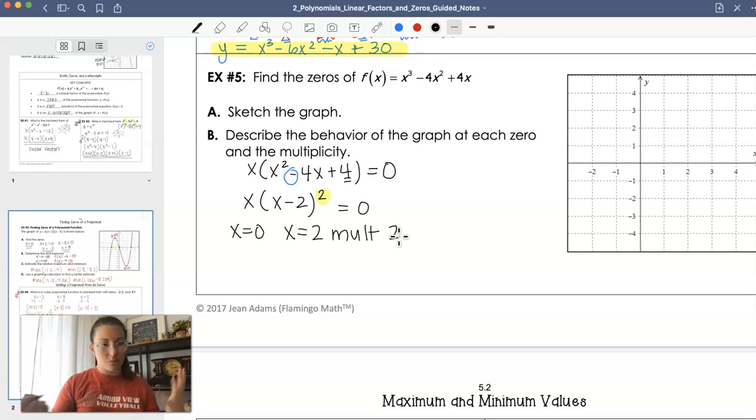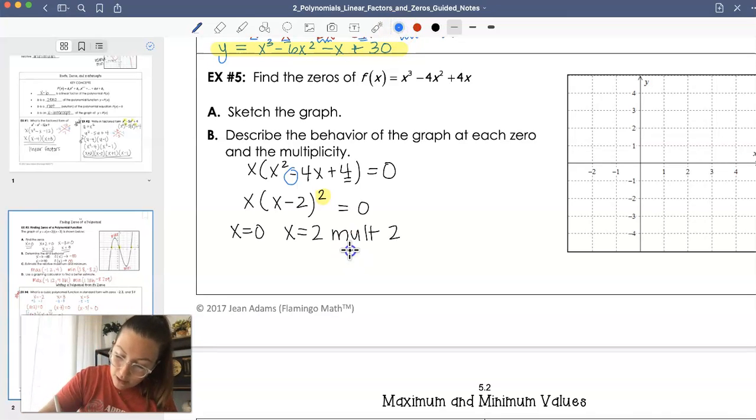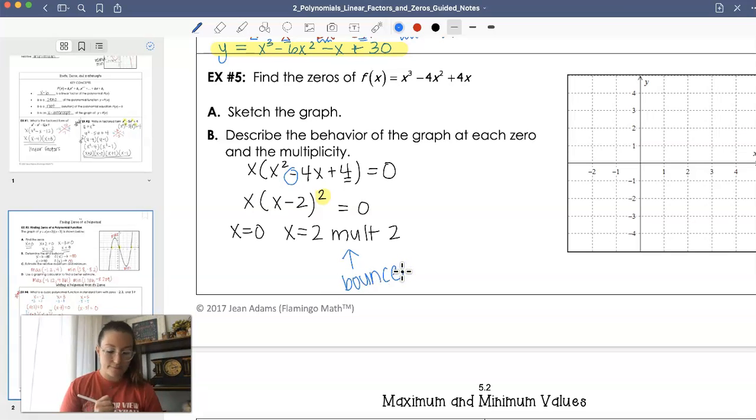So what happens with these multiplicities is that if it has a multiplicity of 2, it's going to act like a parabola. If it had a multiplicity of 3, it would act like a cubic function, and so on and so forth. Usually we don't see over a multiplicity of 3, but just in case you do. Since this is going to look like a parabola at this point, it's going to bounce, because it takes on that parabola shape. It's going to come down, touch it, and bounce back up. A multiplicity of 2 is a bounce when we graph it.